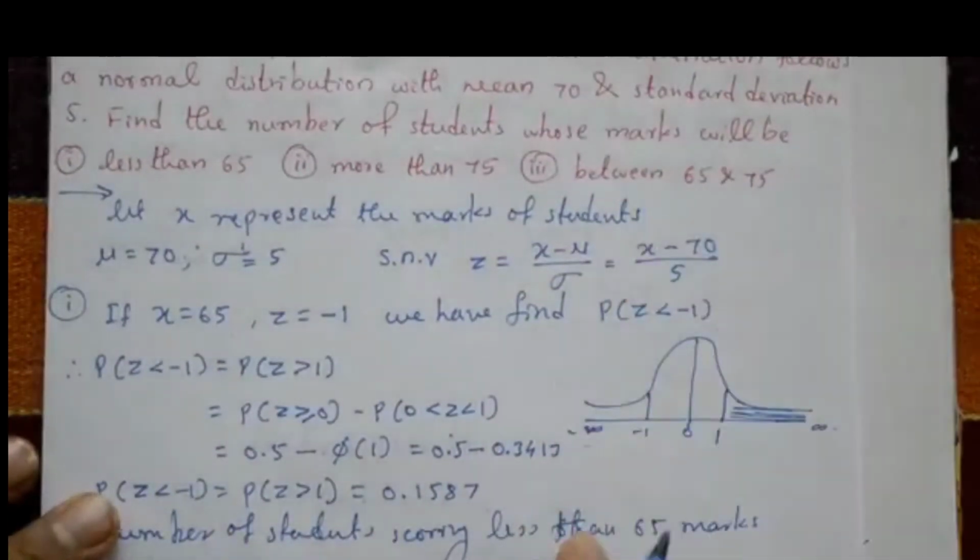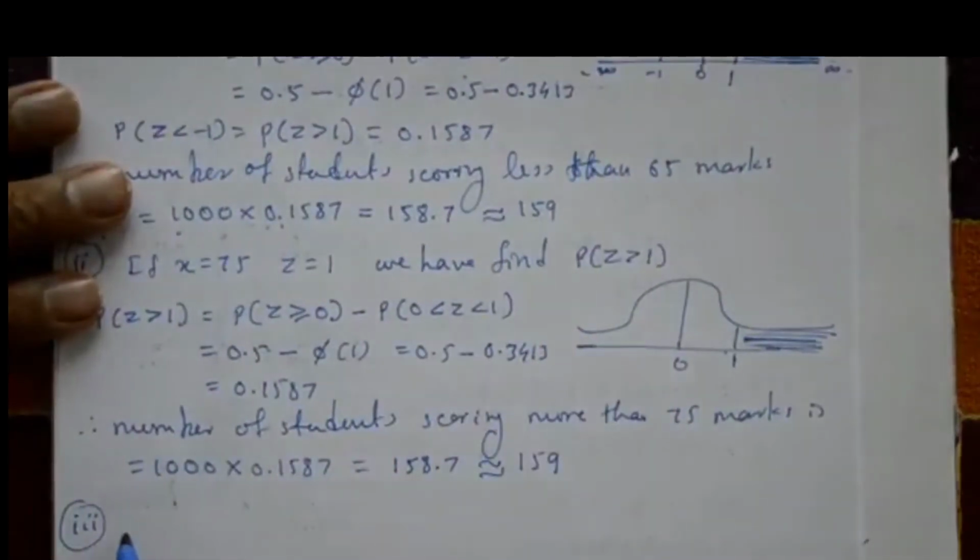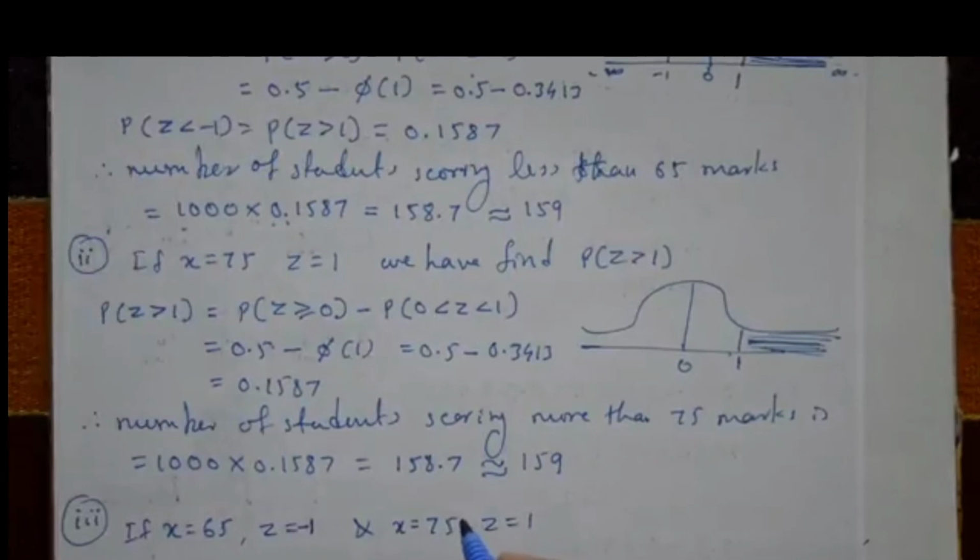Okay, now case 3 is between 65 and 75. If x is equal to 65, then you get z is equal to minus 1. And if x is equal to 75, z is equal to plus 1. That means we have to find the probability of minus 1 less than z less than 1, and this is equal to 2 times the probability of 0 less than z less than 1. It is like this: this is minus 1, this is plus 1. We have to calculate this area.